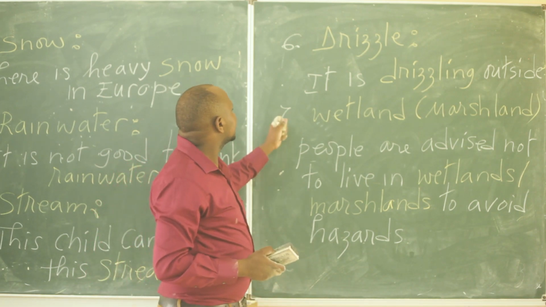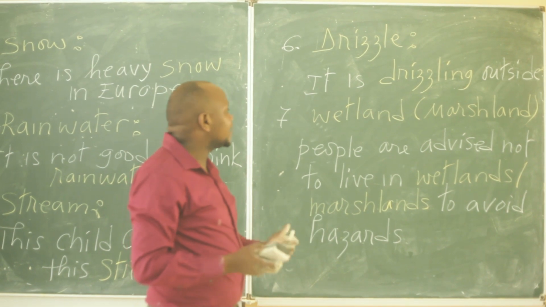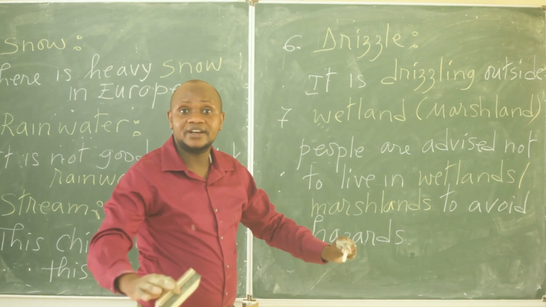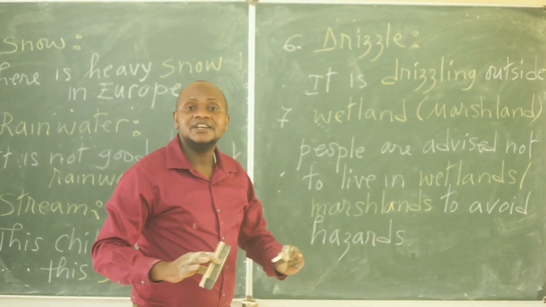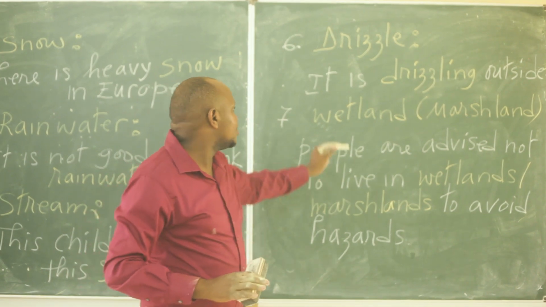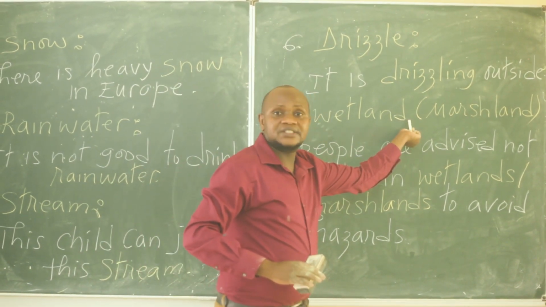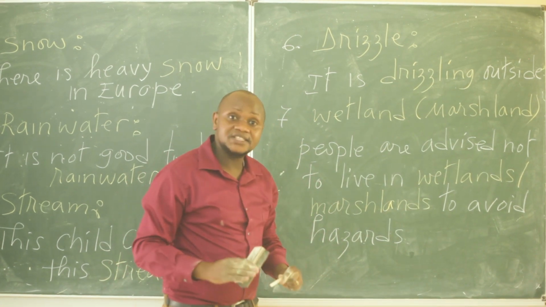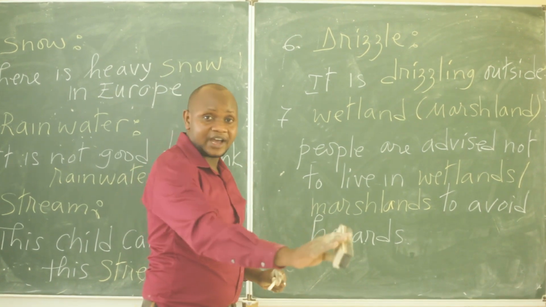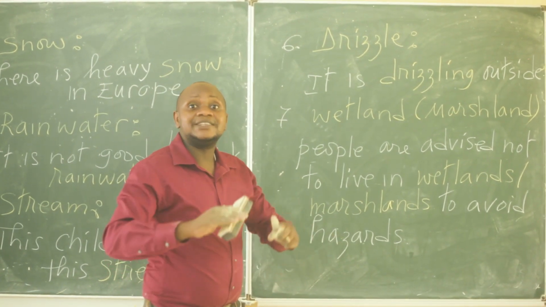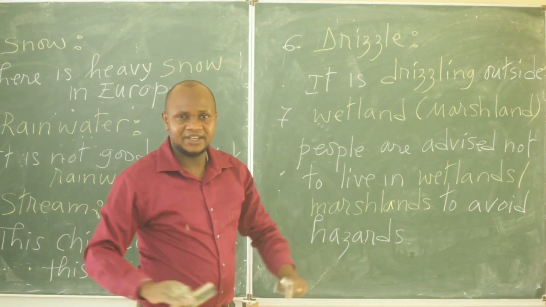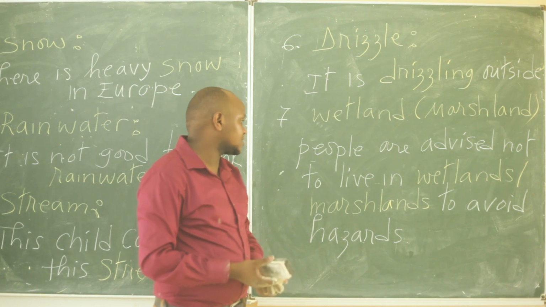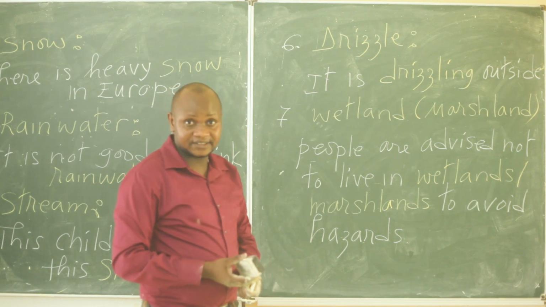Good. Number seven is wetland. Wetland or marshland. Wetland, marshland. Wetlands or marshlands. Wetland, the wet area. Or marshland. People are advised not to live in wetlands, marshlands, to avoid hazards.